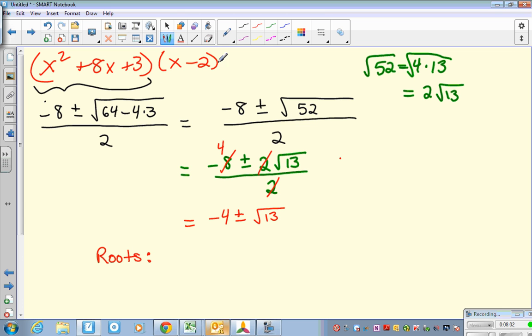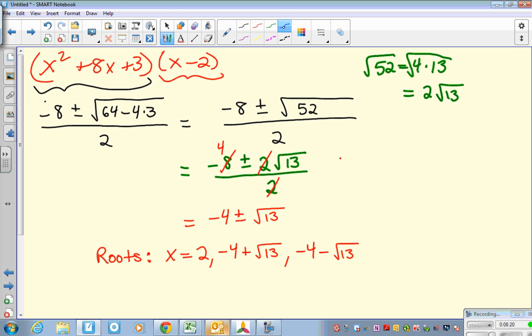Well, from this term, don't forget about this term that we got from synthetic division. We know 2 is a root. We also know that negative 4 plus root 13 is a root. We also know that negative 4 minus root 13 is a root.